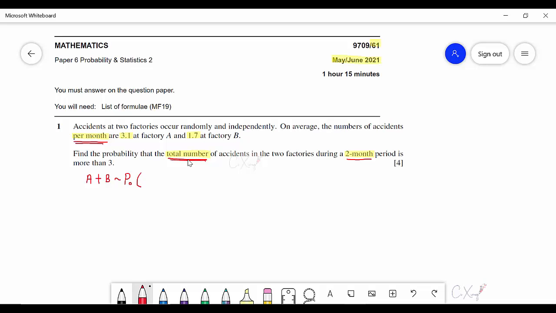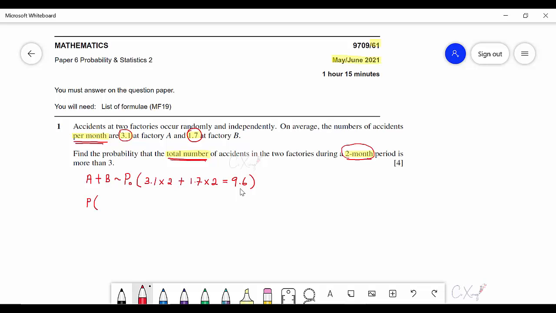Okay, so to get the average number, the mean is 3.1 for A for 1 month. Therefore, when I want the average for 2 months, it will be multiplied by 2. Then plus for factory B, it will be 1.7 multiplied by 2, because the interval we are asking for the probability is a 2 month period. So you take 3.1 multiplied by 2 plus 2 multiplied by 1.7, and you should get a new mean, which is 9.6. Alright, so once you have the mean, then you can calculate the probability.